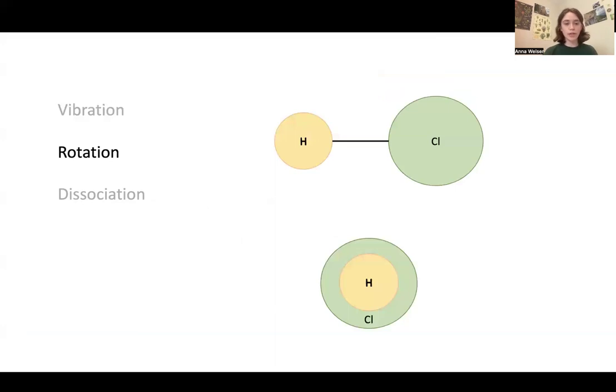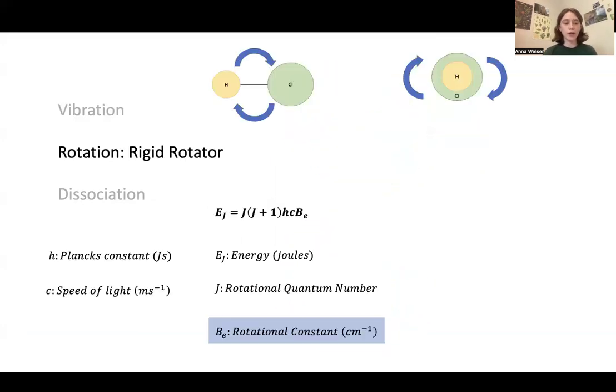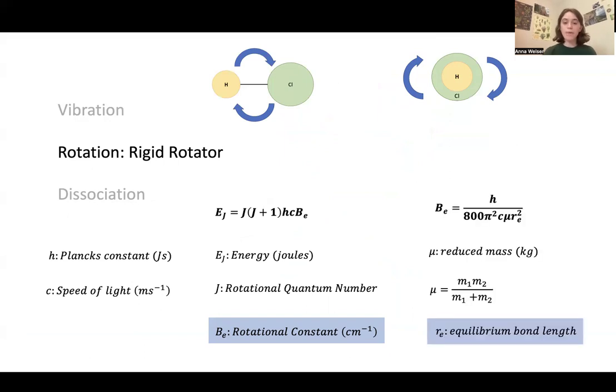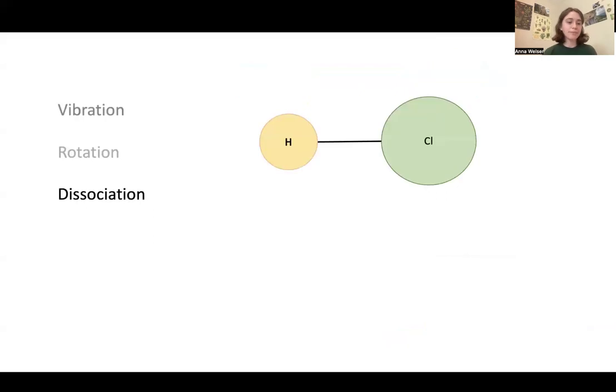In addition to vibration, both HCl and DCl can undergo rotation. We can understand that through the rigid rotator approximation. So here it's possible to relate our energy to the rotational quantum number and the rotational constant. Further, we can express the rotational constant in terms of reduced mass and equilibrium bond length, which you'll notice that term is inertia. Since it's very easy to calculate the reduced mass just from known quantities, that means we can find our equilibrium bond length from our data.